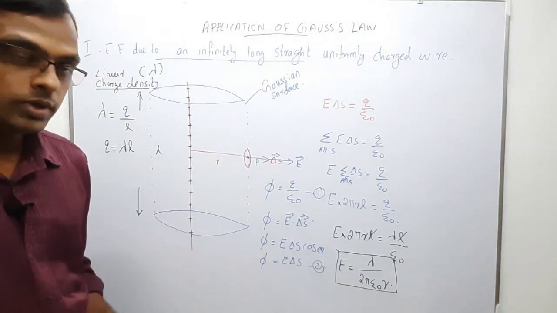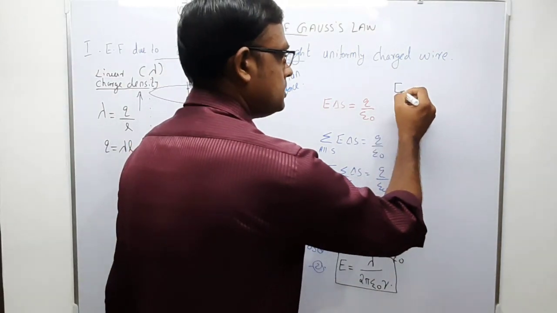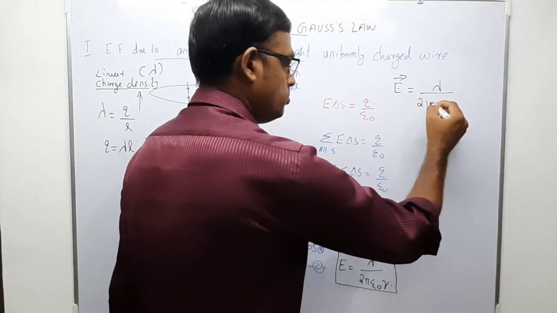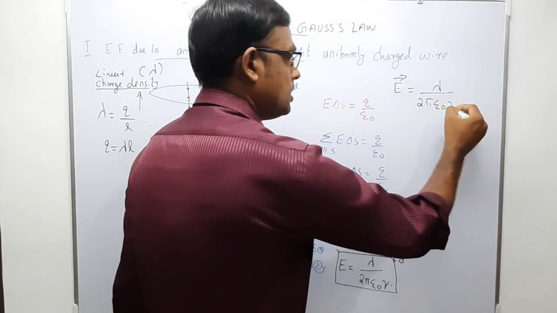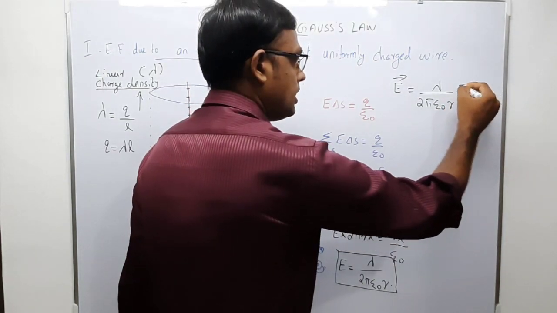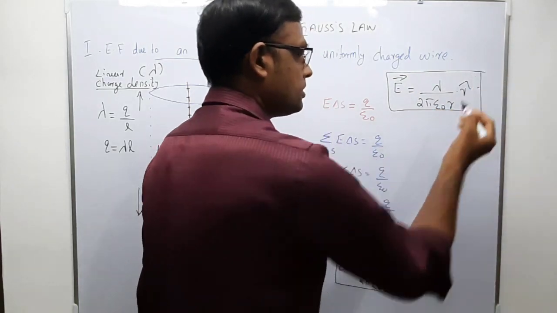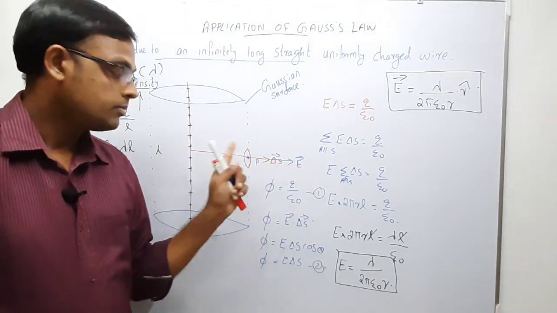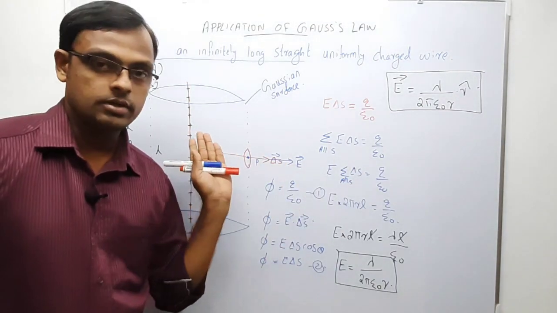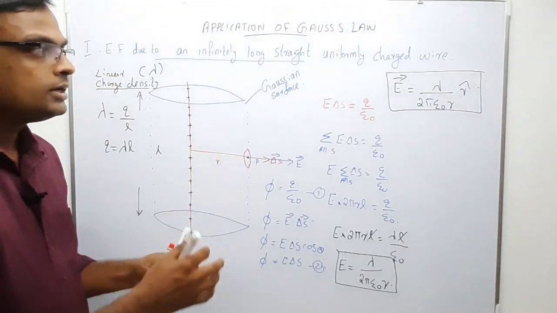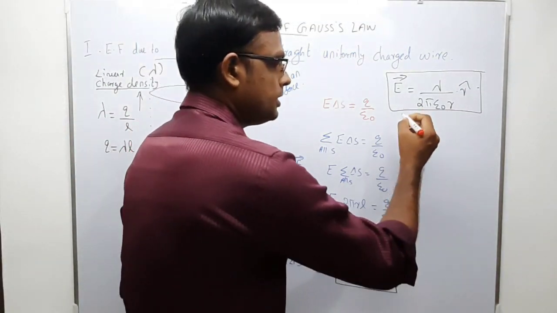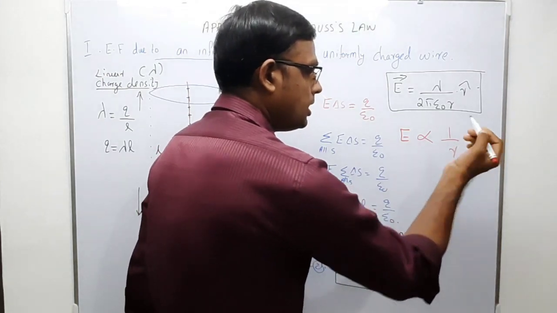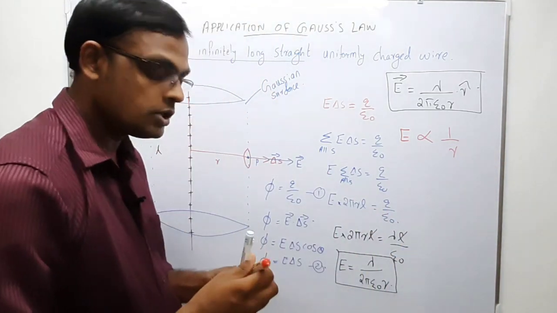Now this is not vector notation. If you are writing in vector notation, the electric field E is equal to lambda divided by 2 pi epsilon 0 R into R cap. That is a unit vector, R cap. What is the direction of the unit vector? You can see it is in this direction, because it's a positive charge, so the R vector is in this direction. So what is the conclusion from here? Electric field is inversely proportional to R.